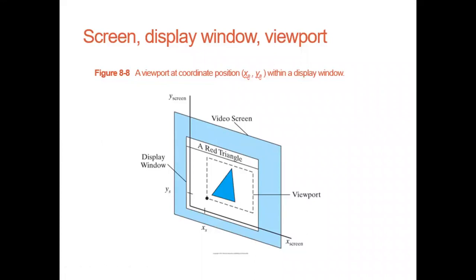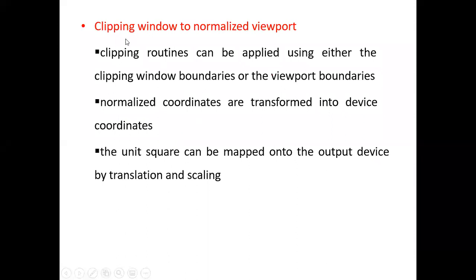Like this we can do two types of transformation to convert from window coordinates to viewport coordinates. Directly we can convert window to viewport, or I can convert from window to a normalized square, and again from normalized square to viewport. Clipping routines, different algorithms, can be applied using either the clipping window boundaries or the viewport boundaries. Window boundaries means first we set xw min, yw min as minus 1 and xw max, yw max as 1. Viewport boundaries means xv min, yv min we made minus 1, and xv max and yv max we made plus 1.